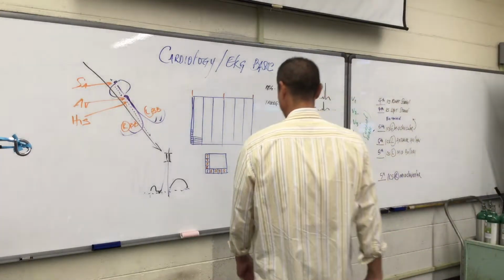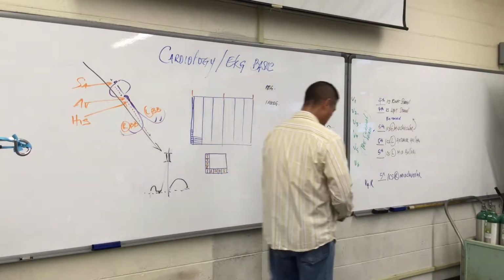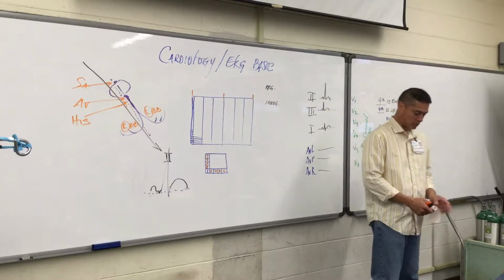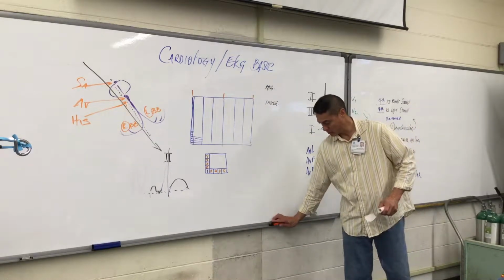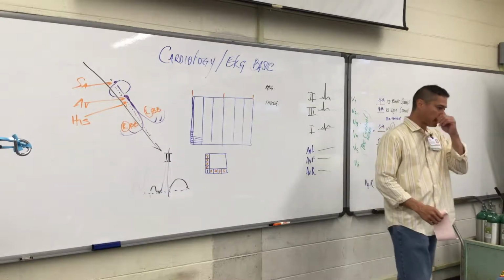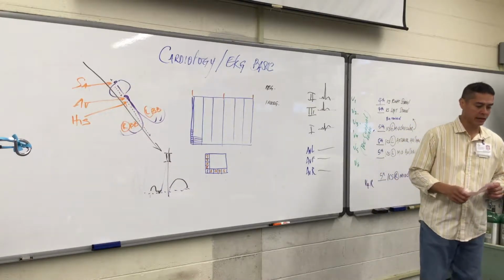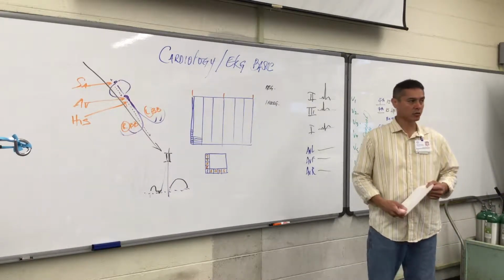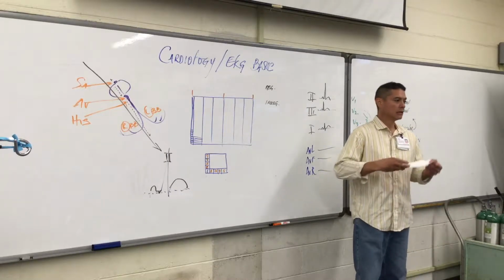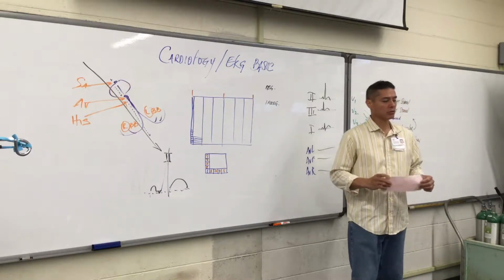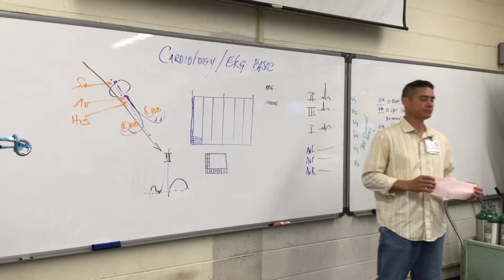Okay. Let's dive in a little bit more on your cardiology and being able to read your EKG. We'll go over the paper so that, once we identify the different characteristics of your EKG, you want to know how you can use the paper as far as determining the rate.